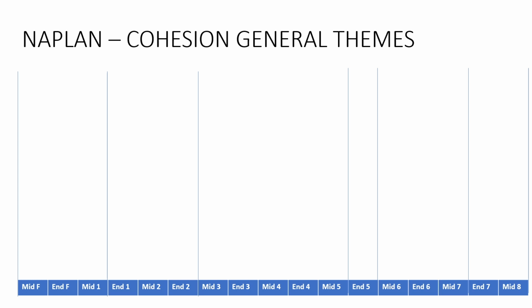So one of the first main themes is that of sentences, and it starts from mid-F and is mentioned right through the rubric up until mid-year 1. The next theme is word associations and antonyms and synonyms, and that's mentioned in mid-year 1 to the end of year 1, or those standards for those years for cohesion.